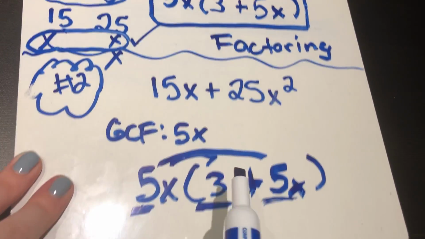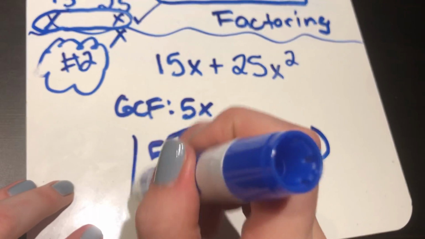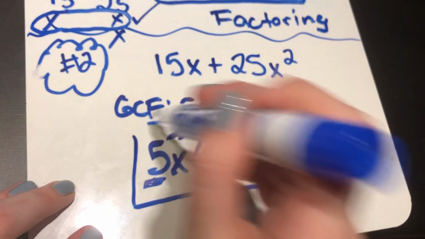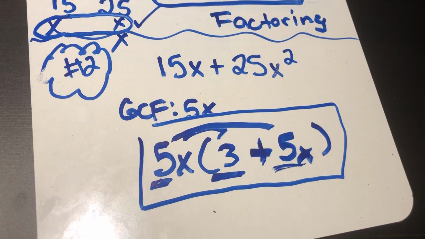Did we get the same answer as above? Yes, we did. So this is just a quicker, easier way to do it. Both of them are factoring. Just whichever way you think is easier, you can do it that way. It doesn't matter which way you choose, you'll get the same answer every time.